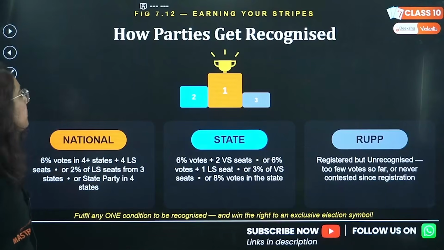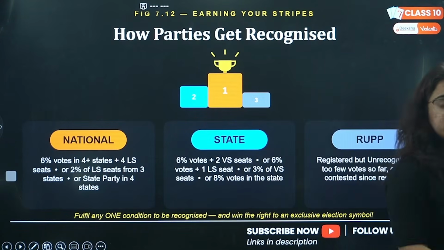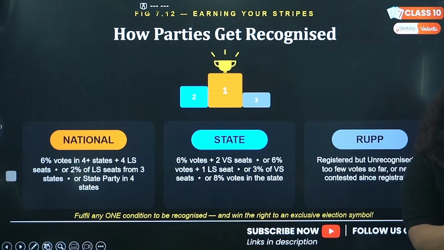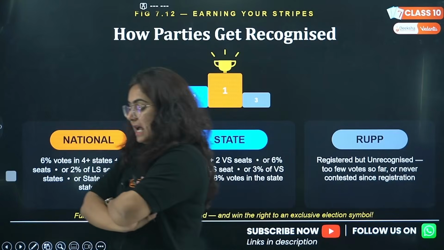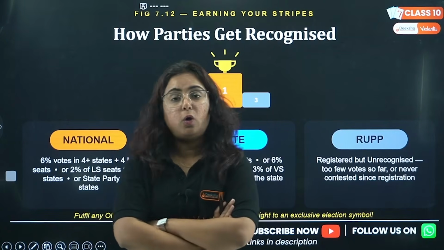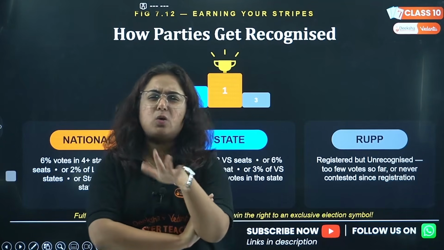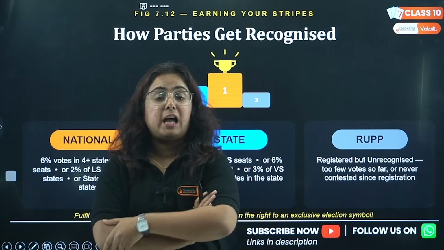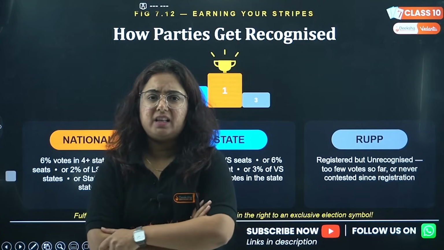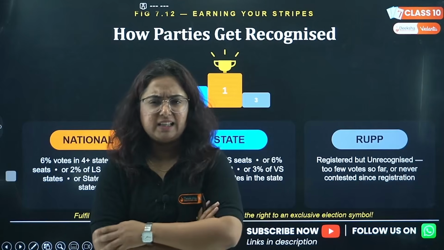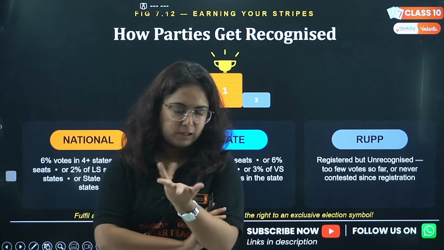Next is about how parties get recognized. Yes, beta. Like you are in a class, and you scored very nicely, you will be categorized as a topper, obviously. But if your score is somewhere between 60 and 70, you will be considered an average student. And the last ones will be the backbenchers. We always do that categorization, and it depends majorly on your performance.